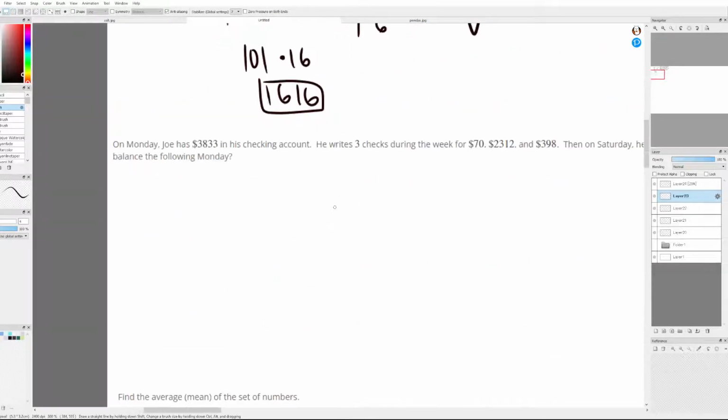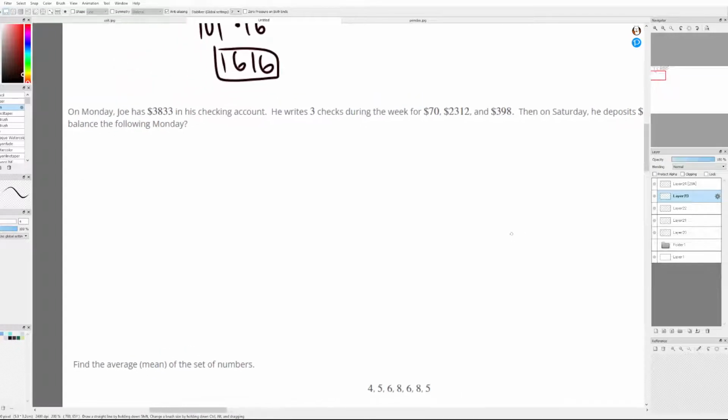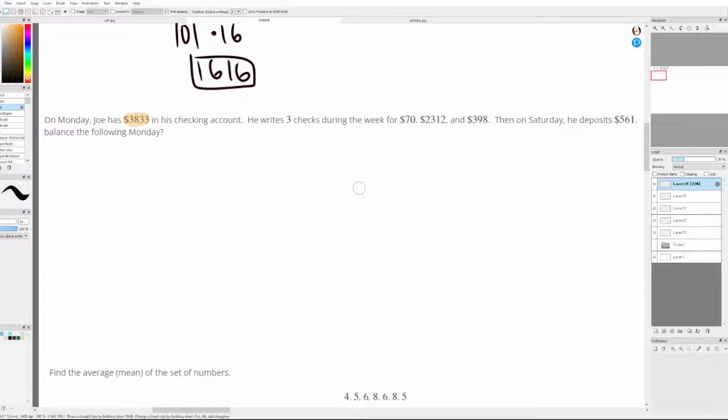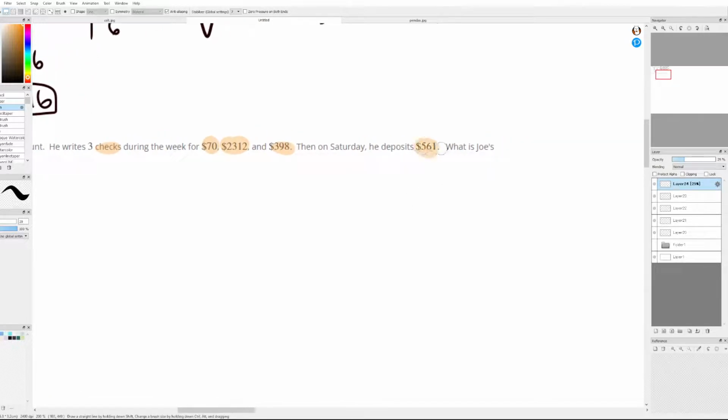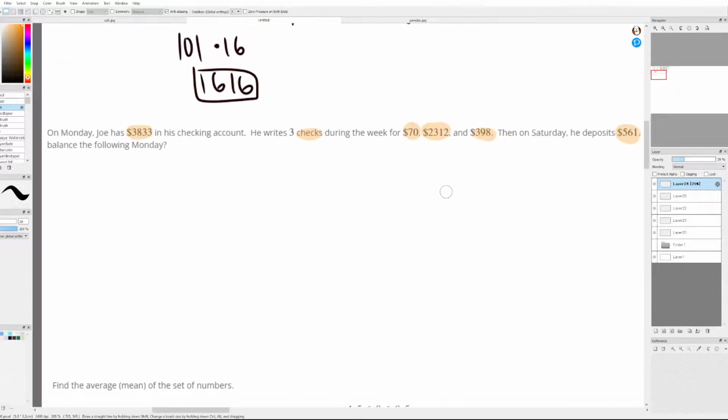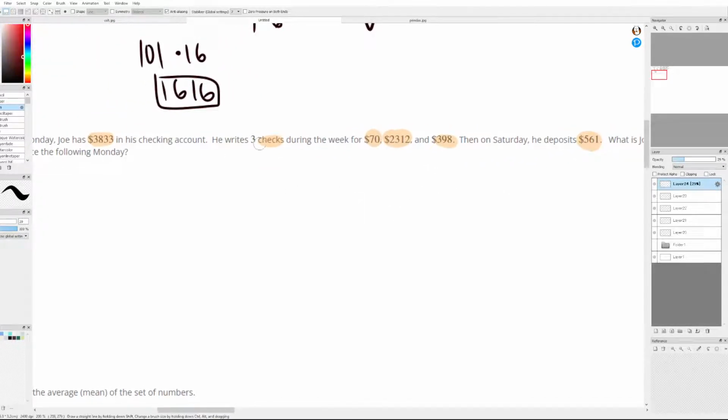The second doesn't really have to do with those terms, but it is going to be involved in some of these equations. So we start with 3,833. He writes 3 checks, which means he's losing money, for 70, 2,312, and 398. And then he deposits, which means he's going to gain $561.